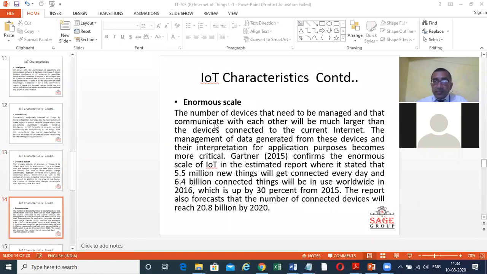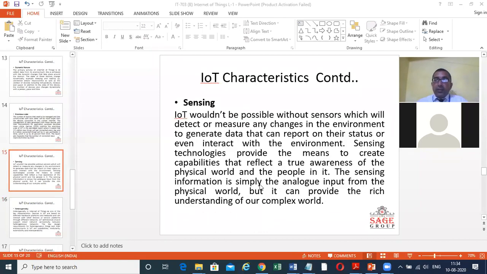Next one is scale. The number of devices that need to be managed and that communicate with each other will be much larger than the devices connected to the current internet. Now this is the main thing: how many devices have been connected together and how they are managed. That is a very tough task. See, 20.8 billion devices will be connected by 2020. So you can see how many devices will connect. Next is the sensing.